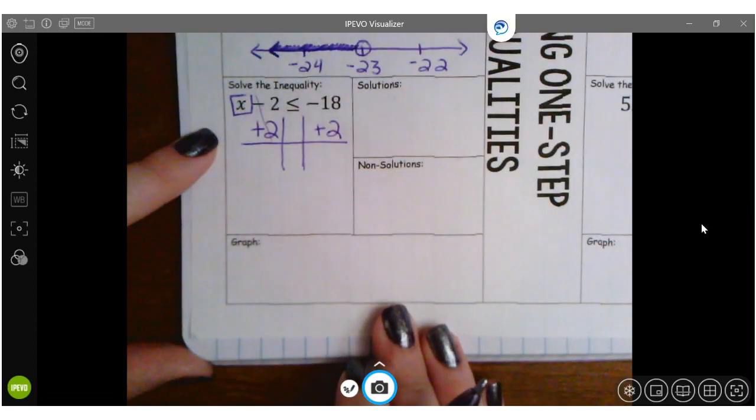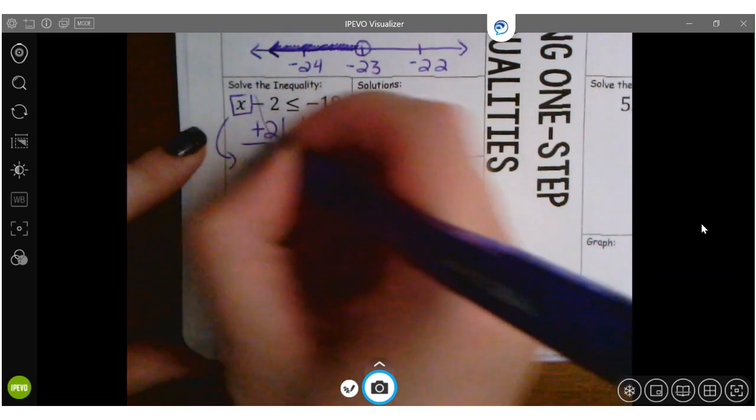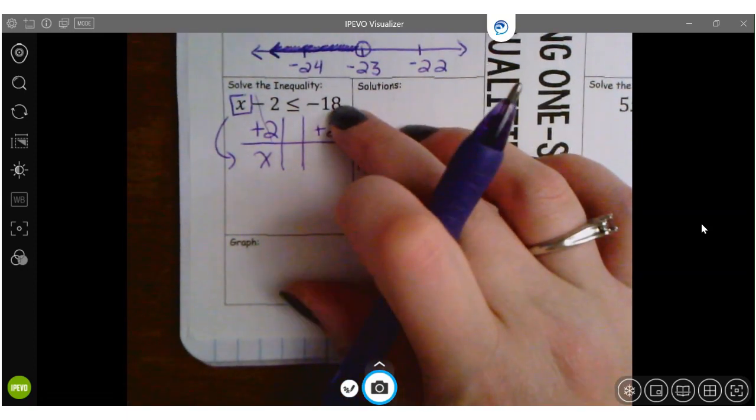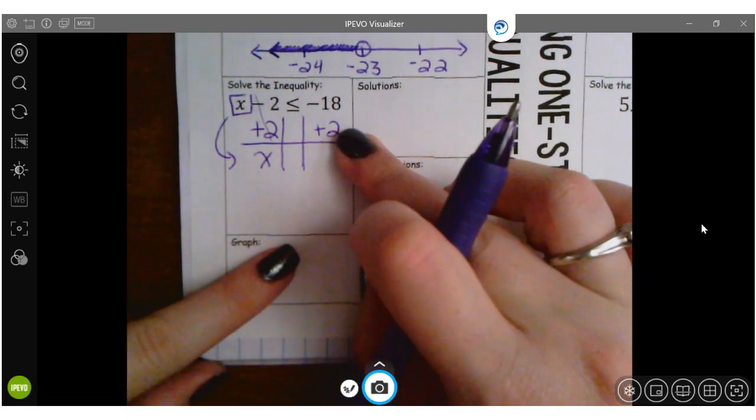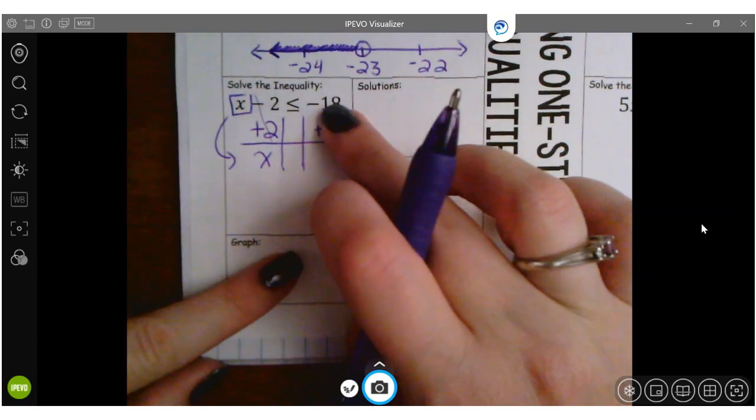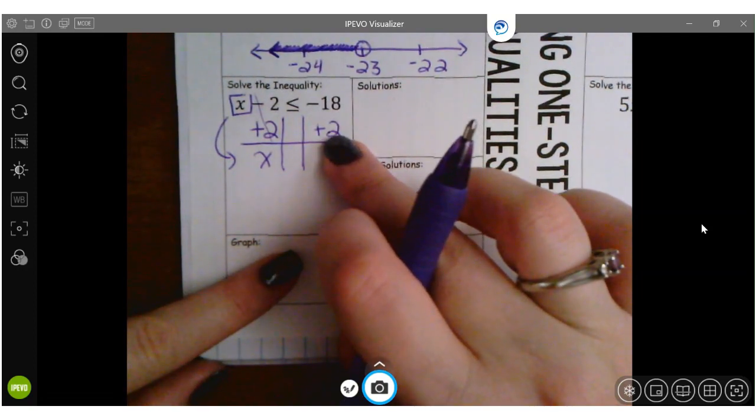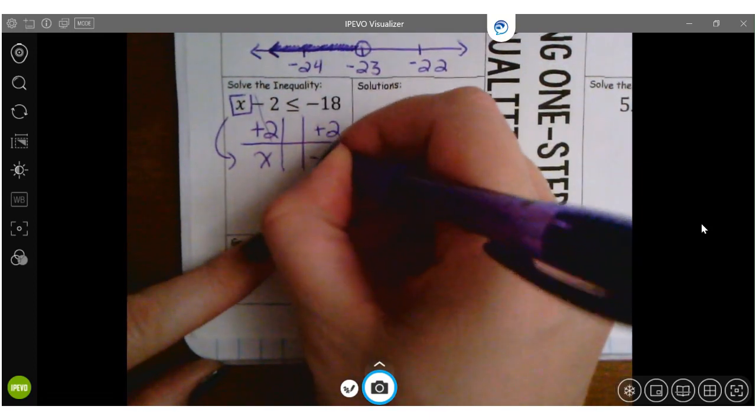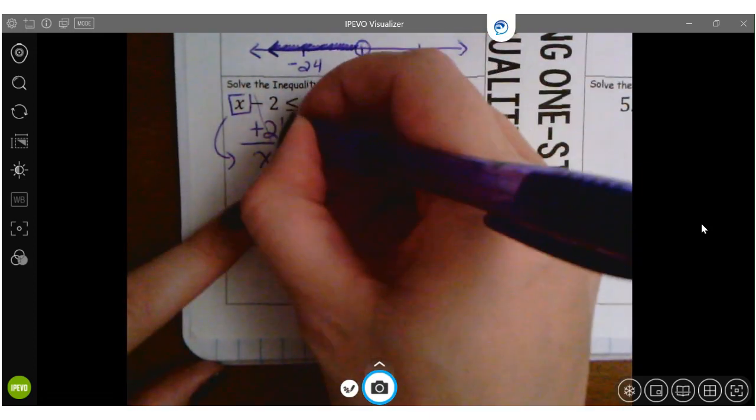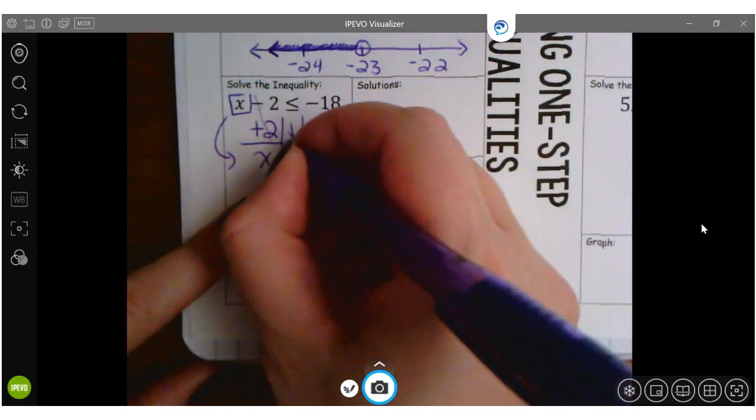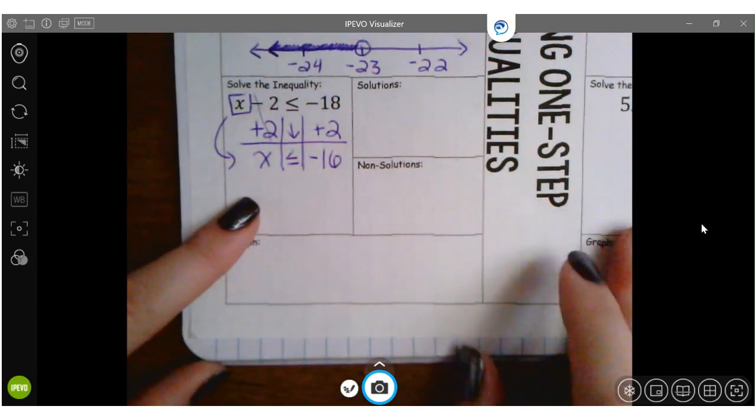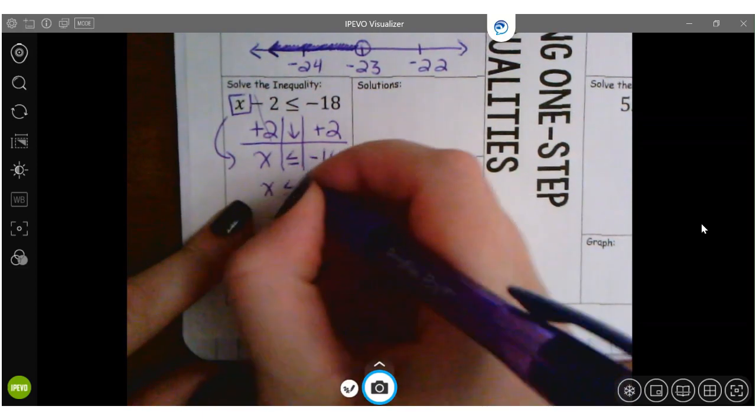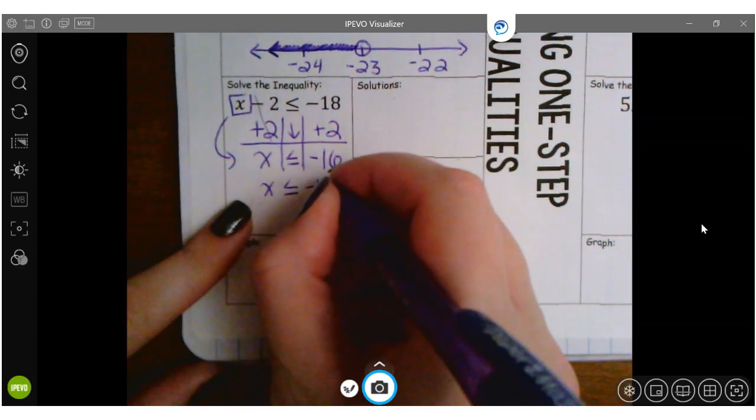Minus 2 plus 2 cancels. I carry down my x. Negative 18 plus 2. You can do this in your calculator or you can do this in your head. I'm adding a positive number to a negative number. It's going to become less negative. So this would be negative 16. And I just carry down my inequality symbol. So less than or equal to gets carried down. So my answer is x is less than or equal to negative 16.